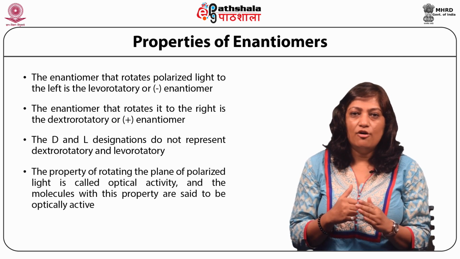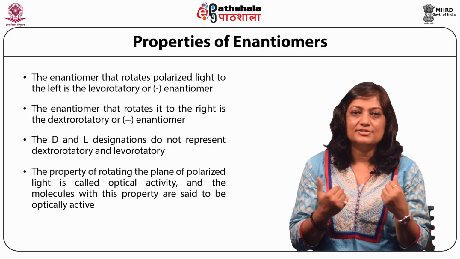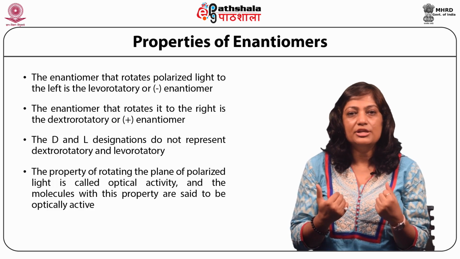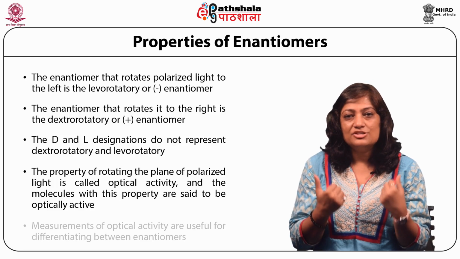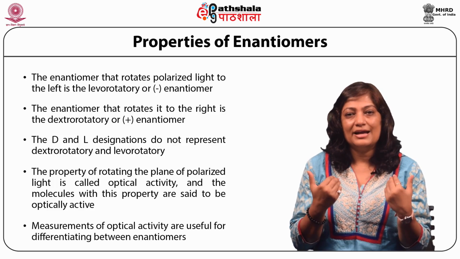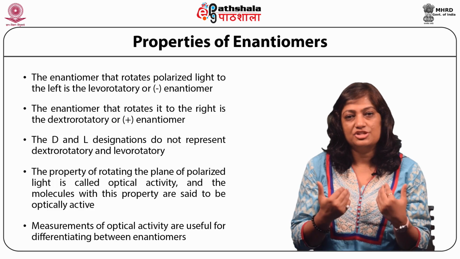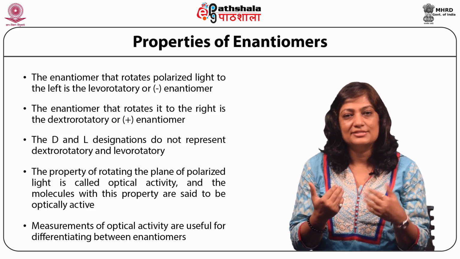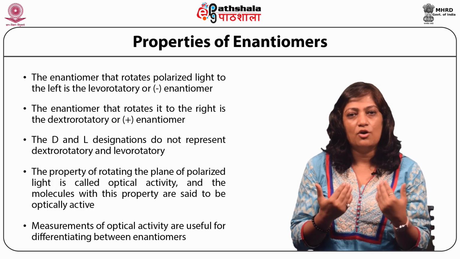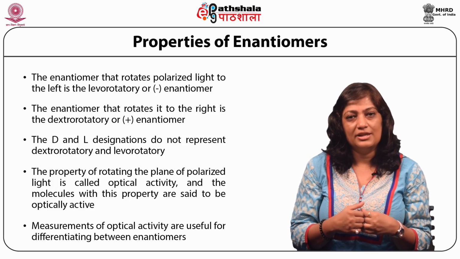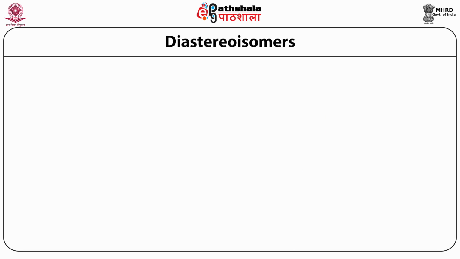The property of rotating the plane of polarized light is called optical activity, and the molecules with this property are said to be optically active. Measurements of optical activity are useful for differentiating between enantiomers, and as we have seen previously, we use an instrument called a polarimeter to measure the optical activity of these optically active compounds. So we've already seen one kind of stereoisomerism that exists in monosaccharides, which is enantiomerism.